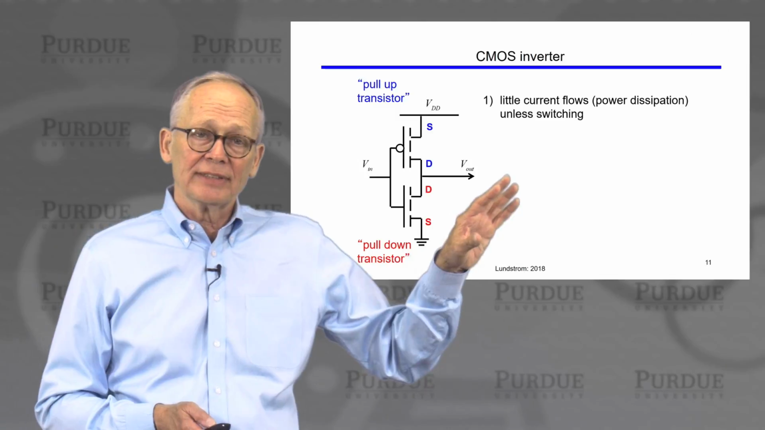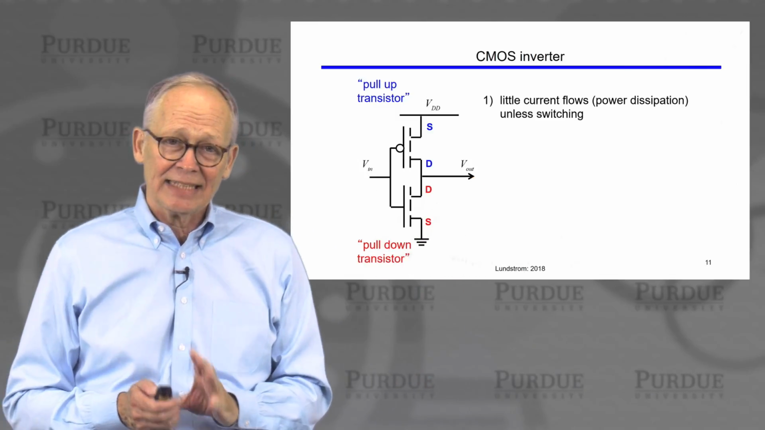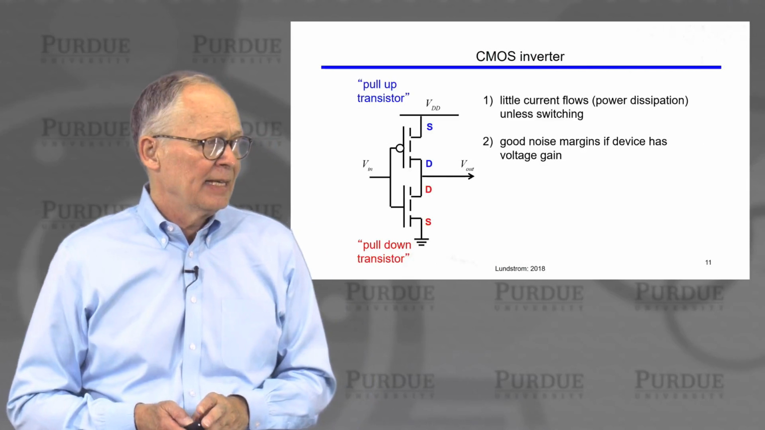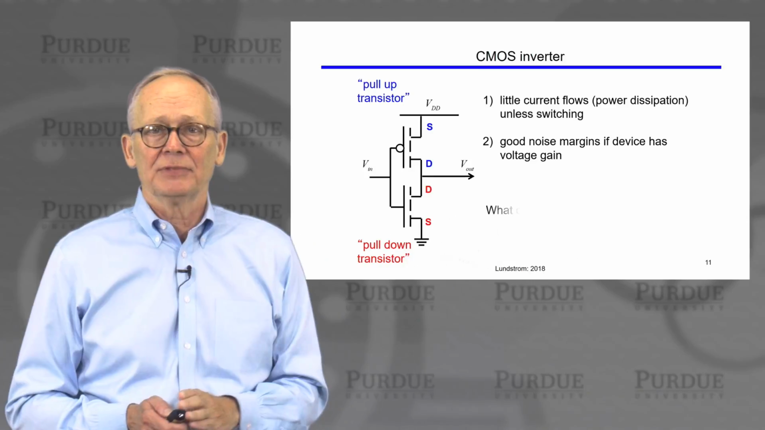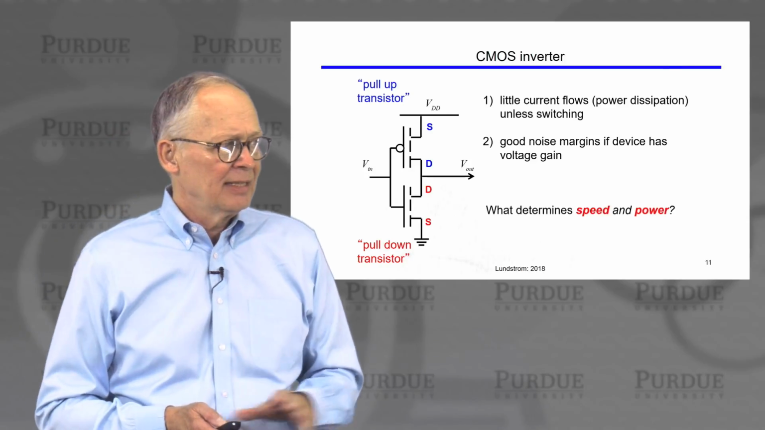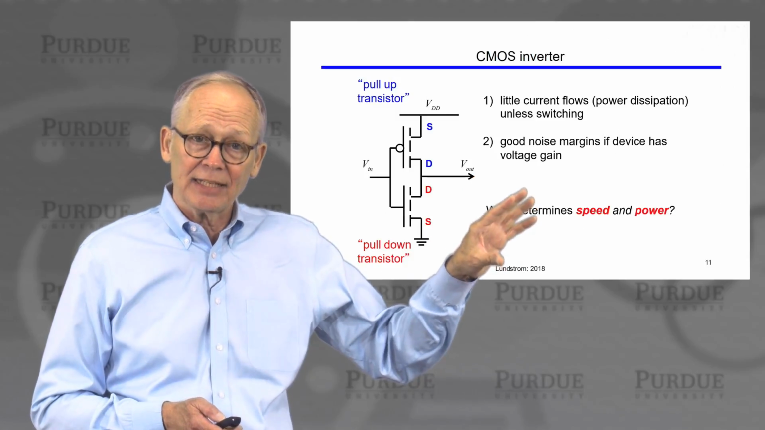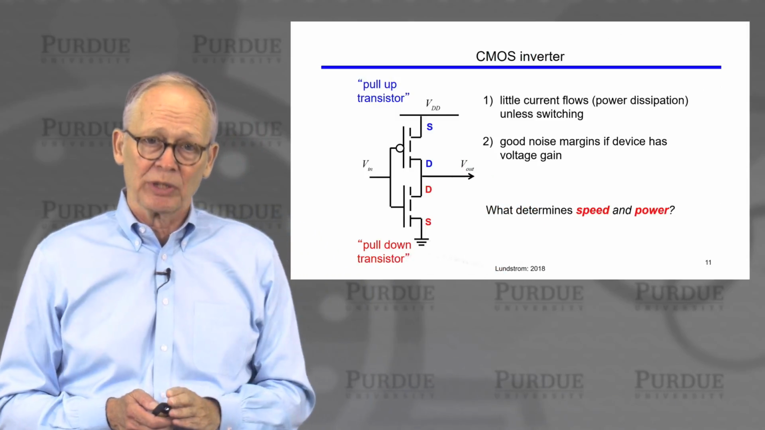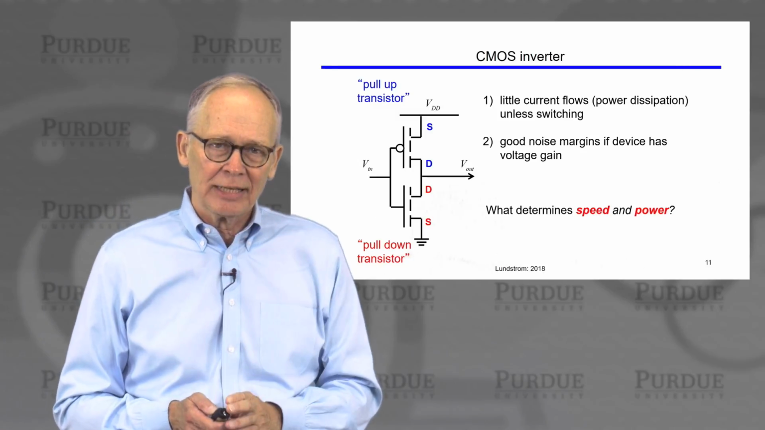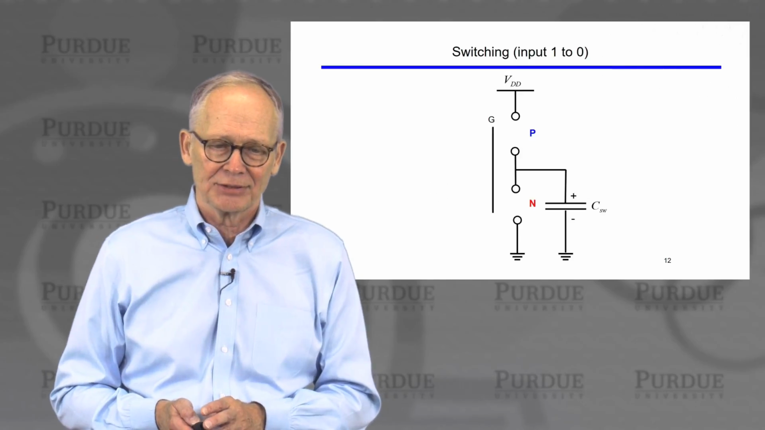Very little current flows in this circuit unless we're actually doing the switching transient itself. That's a beautiful feature of the circuit. Good noise margins occur when we have voltage gain, so it's important that we have gain. But the next 2 questions that we have are about how fast can we operate this circuit and how much power do we dissipate while we're operating the circuit. Those are very important questions for the design of large-scale integrated circuits.